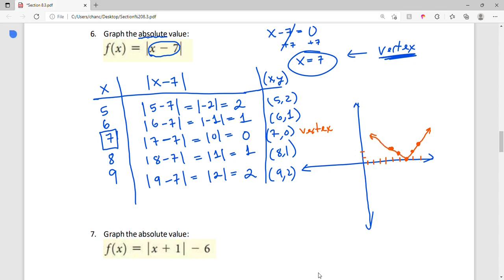It has a V shape. If I plotted more points, you can see that this V does extend forever in either direction. And that's why we set the inside equal to 0. That's going to tell us this point here, and that point is known as the vertex for an absolute value graph. It's where the graph starts changing directions.